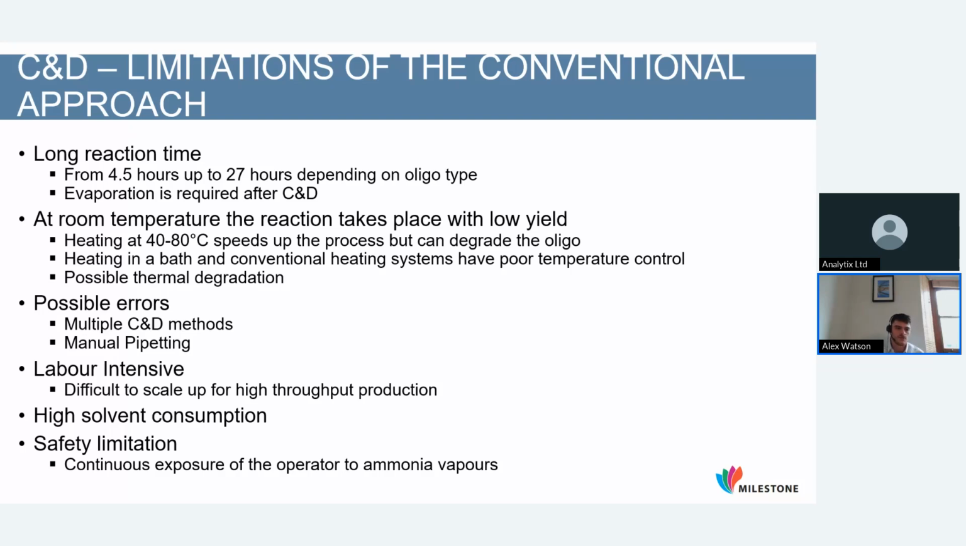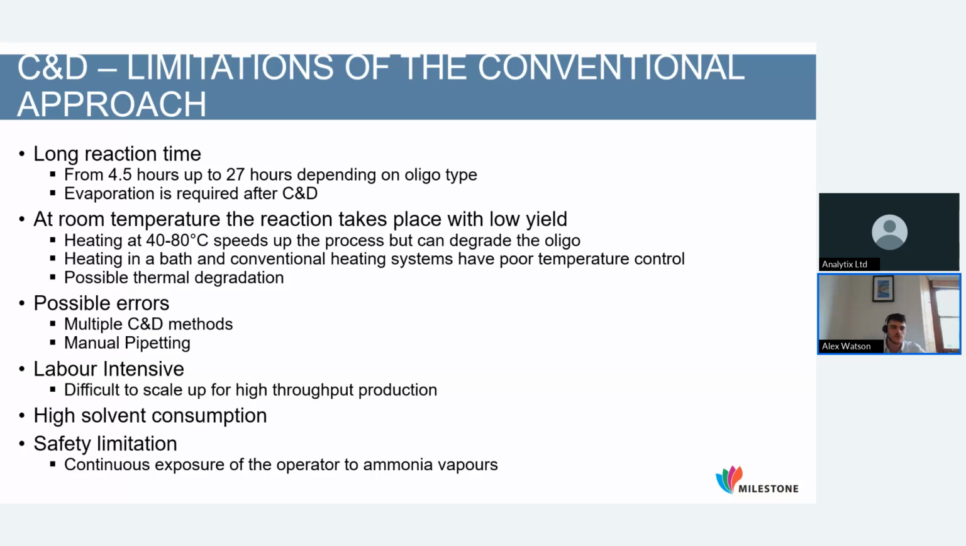At room temperature, the reaction takes place for a long time, and also takes place with low yield. So by heating to 40 or 80 degrees, we can speed up the process, but there's always the risk of degrading our oligo. We're typically doing this in a heating bath or a conventional heating system such as a hot plate, and these have really poor temperature control. And that can cause a couple of things. If the temperature is too hot, we're going to cause degradation, or if it's too low, we're going to have really poor yields. We might not get complete C&D.